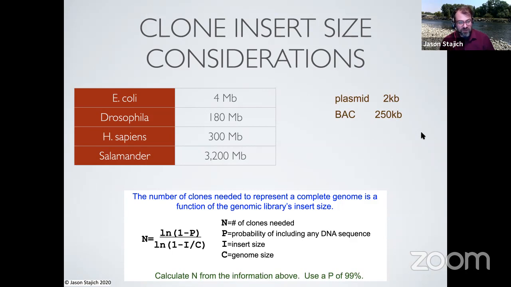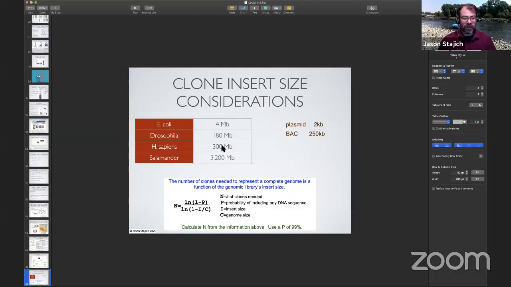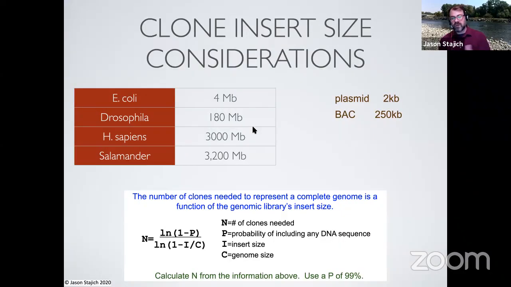I think I lost a 0 on my human. I've got to fix that for you guys. The human genome is a bit bigger than that. Anyways, the human genome is 3,000 megabases. Maybe the salamander is bigger than that, and I didn't have it right. But the point being, depending on the size of your different organisms, you would need more clones to cover the whole genome. So that's a strategy that was developed to do this.